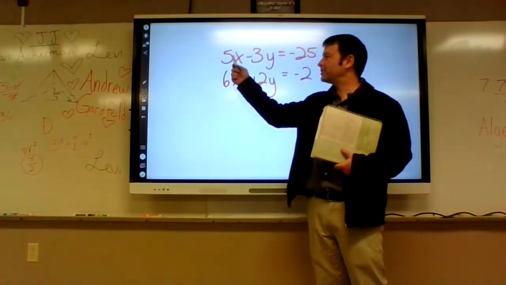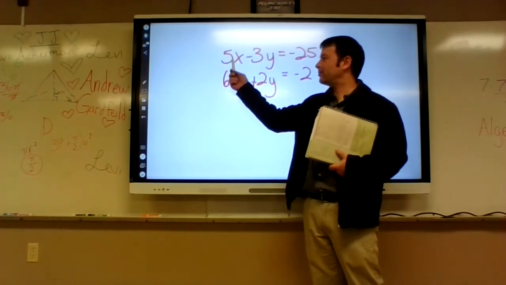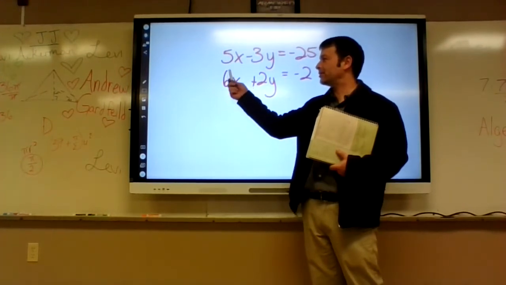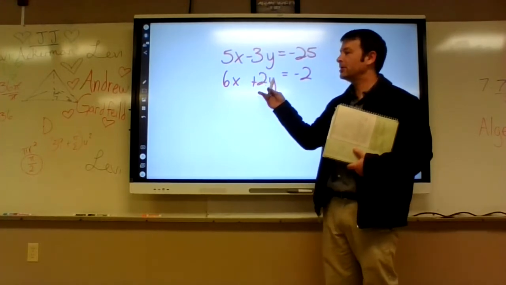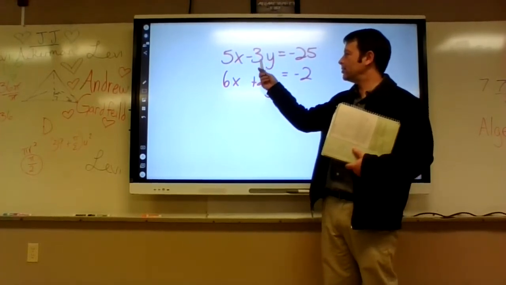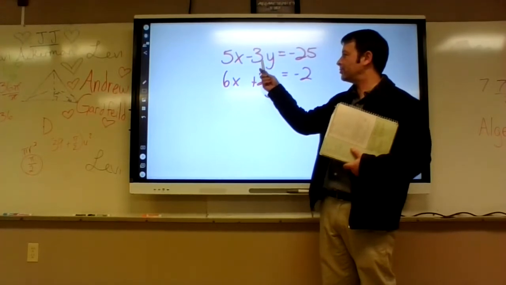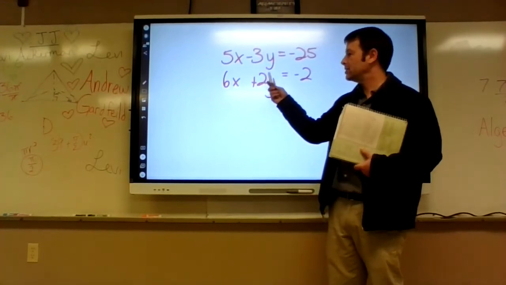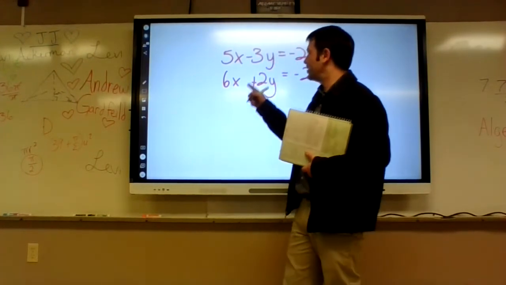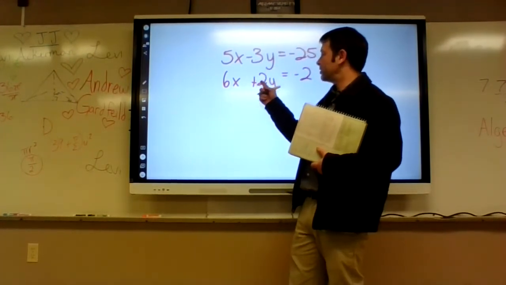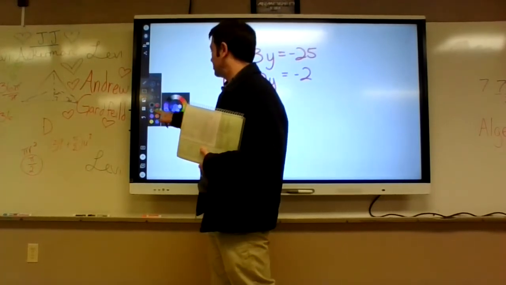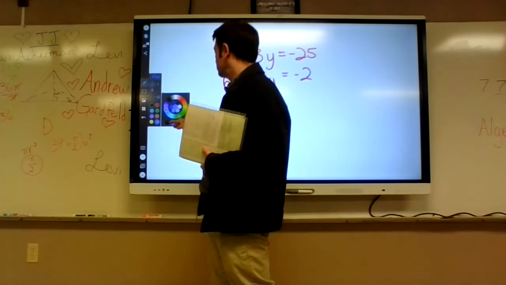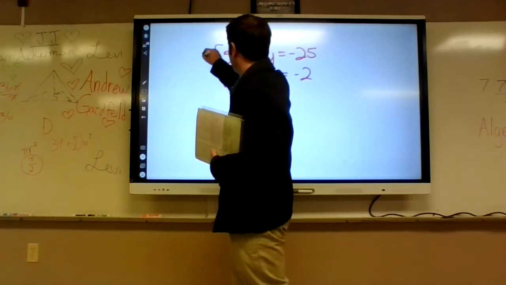So remember, if this was like 5 for elimination, I would want this to be like negative 5, but that's not going to work. This was negative 3, I want this to be positive 3, but that's not going to work. So if I want to eliminate the y's, what do 3 and 2 both go into? 6. So I'm going to multiply the top line by 2 and the bottom line by 3. So let's go back to blue. Top line times 2.